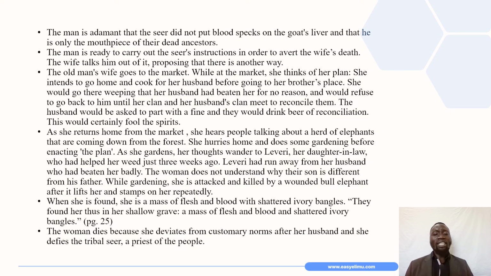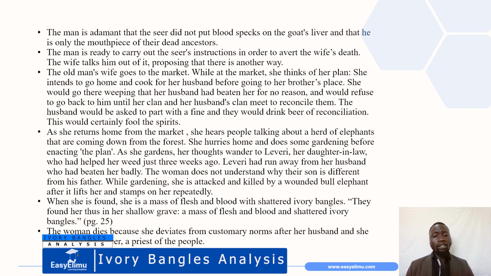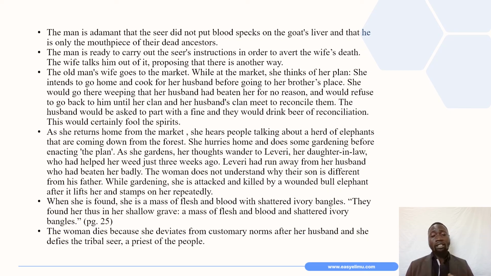So the woman does not understand why their son is different from his father. So that is, the old man's son is a conformist. So he conforms to some of the traditions that we see in the society. The fact that he beat the wife badly and the wife had to run away indicates that he is a conformist. So as opposed to his father, the old man, who is a non-conformist to some of the traditions or the norms of the society.